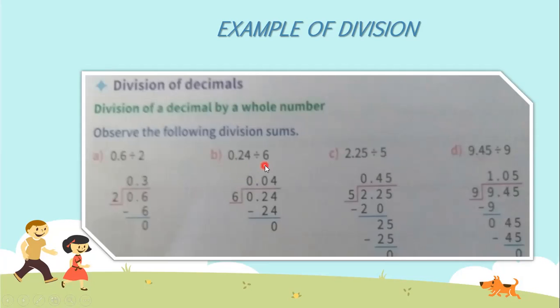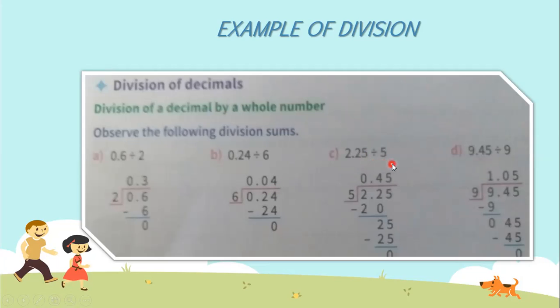Same way, 0.24 divided by 6. With 6 you have to divide 0.24. 0 point and 2 we cannot divide, so you have to take two digits. Keep 0 and 6 fours are 24. So you will get the answer as 0.04.